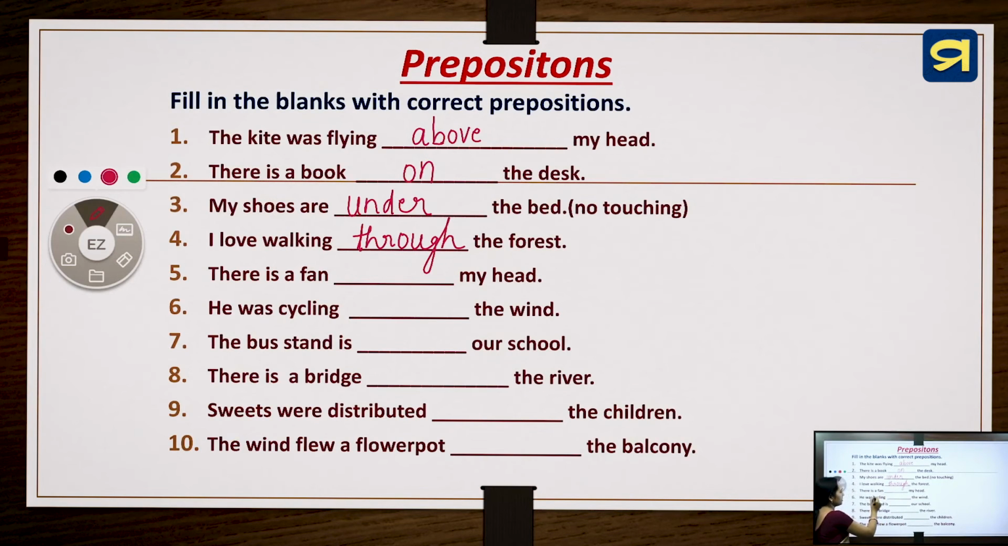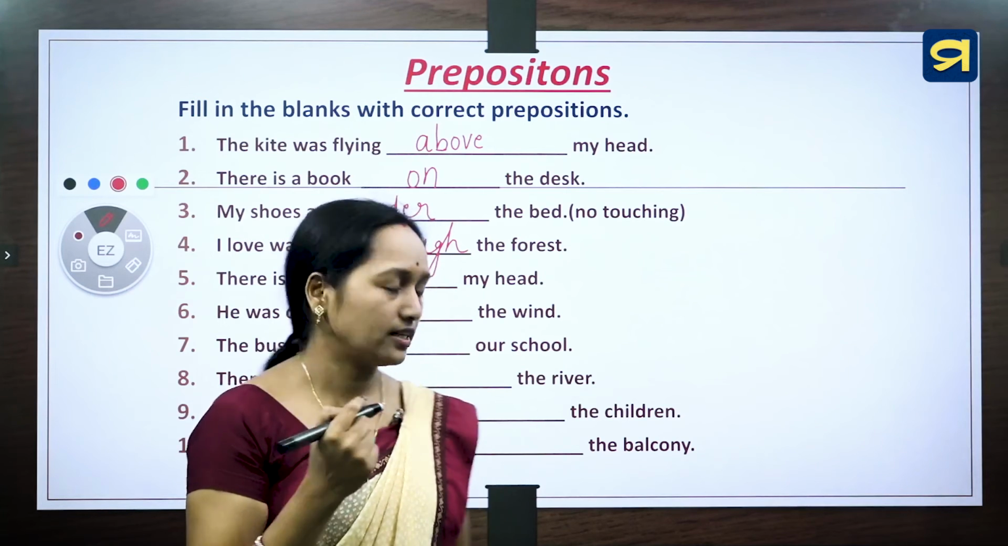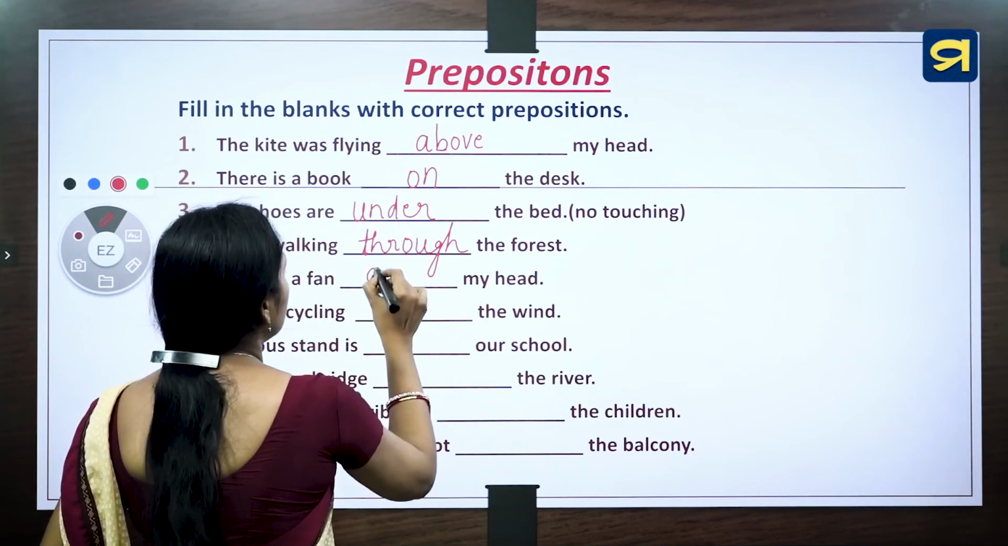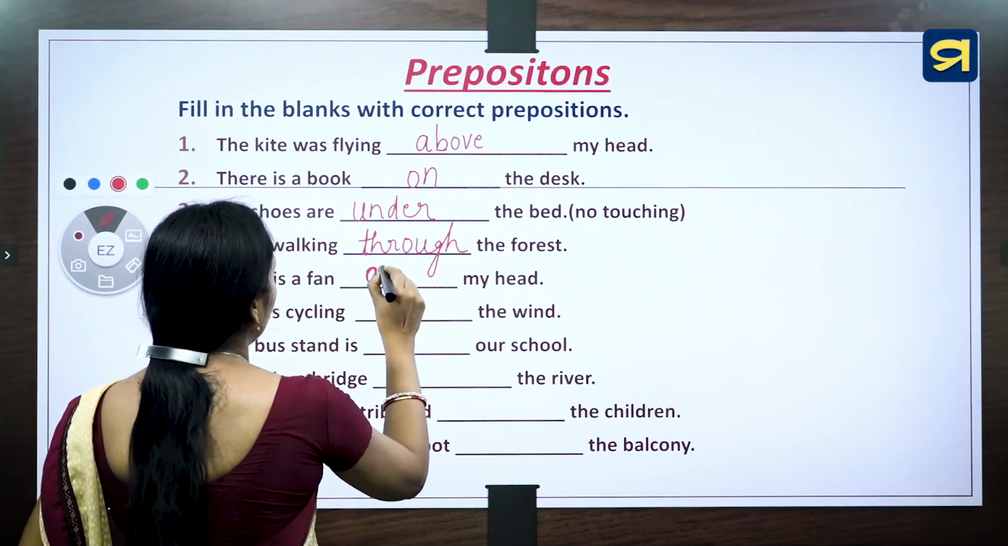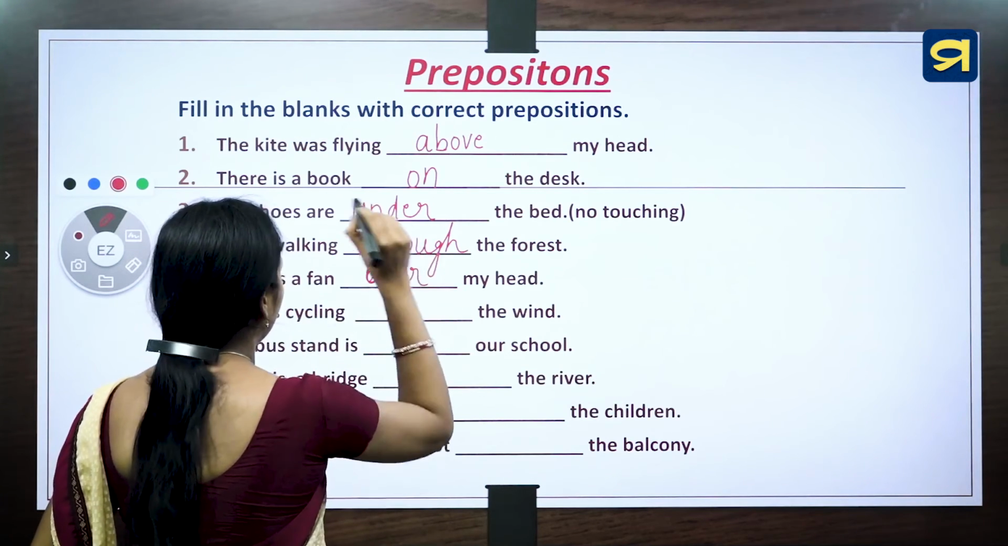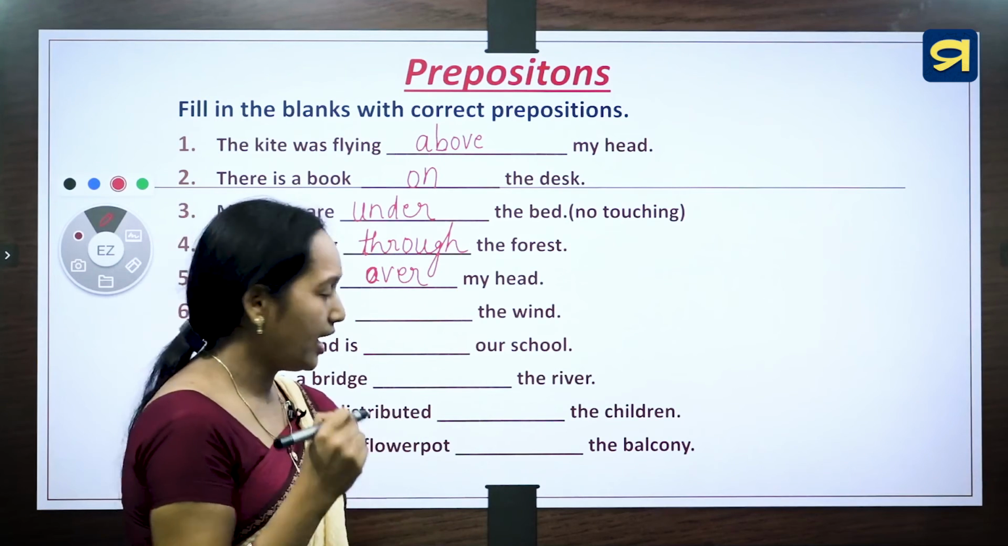Number 5. There is a fan dash my head. There is a fan. This is your over. When there is exactly a higher position, we will use over. There is a fan over my head.